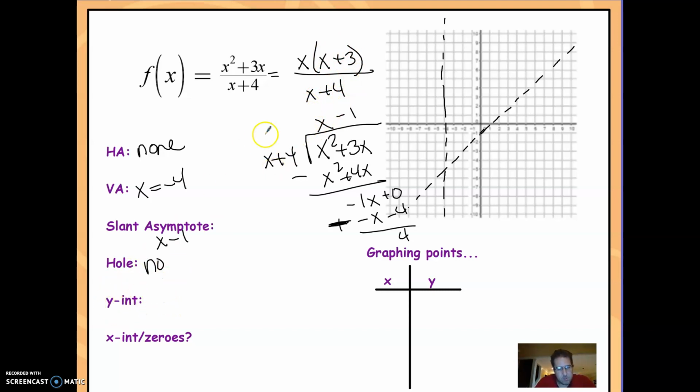So y-intercept, which means when x is 0, so that becomes all 0. So that becomes 0 over 4. Anything over 4 is itself. So (0, 0) is the y-intercept right there.